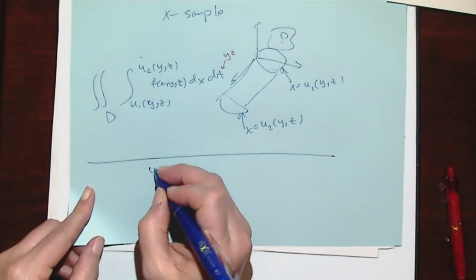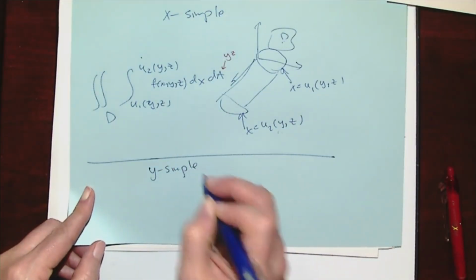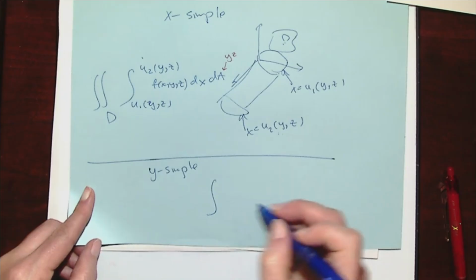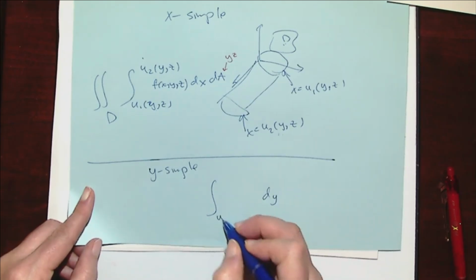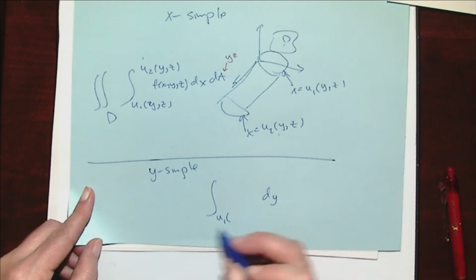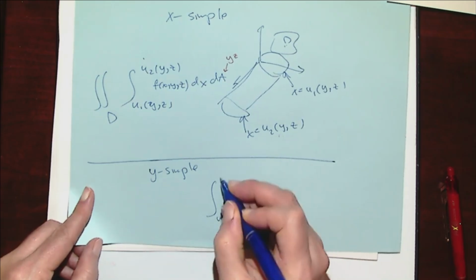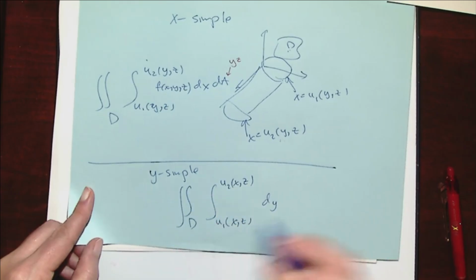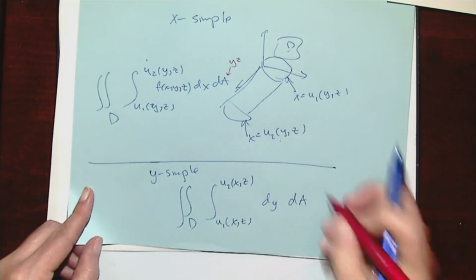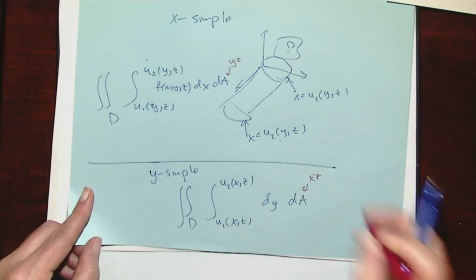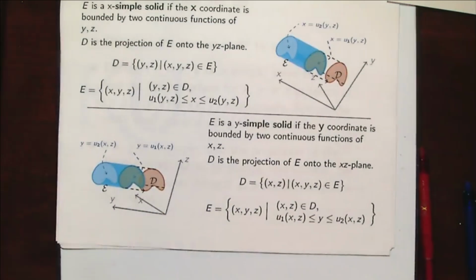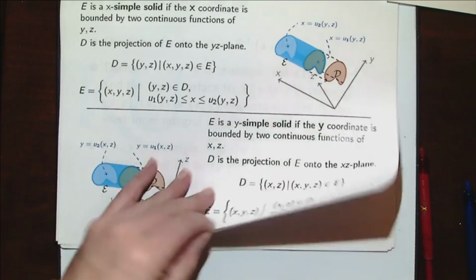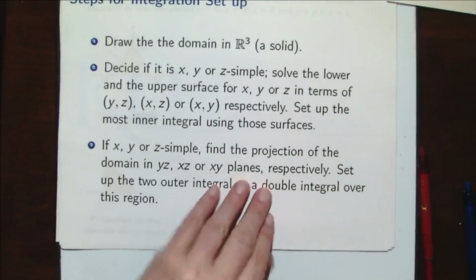And then when you have y simple, you're expecting that, right? Y simple, the most inner is with respect to dy. The bounds are functions of x and z. And a double integral on the region. This is going to be x and z. Okay. Those are the basics. Now let's do an example.